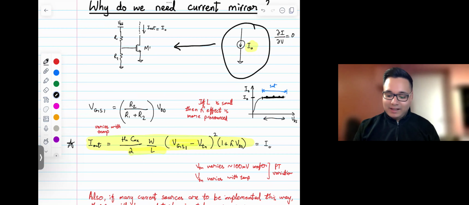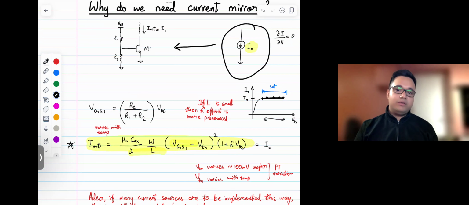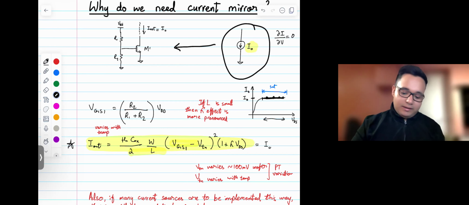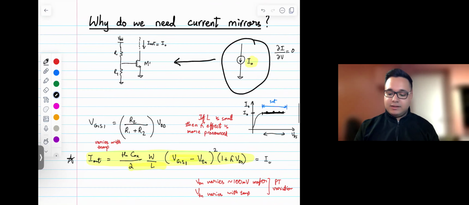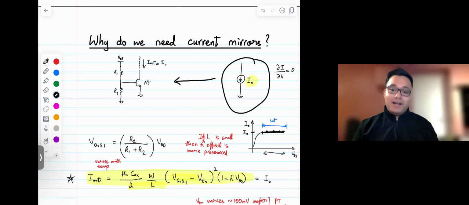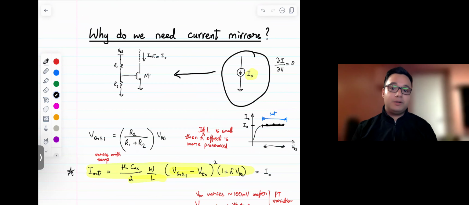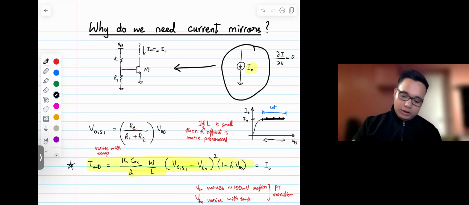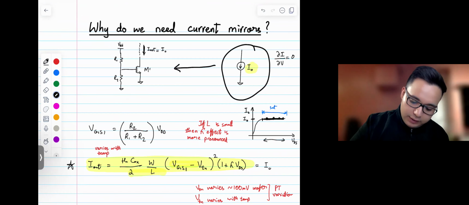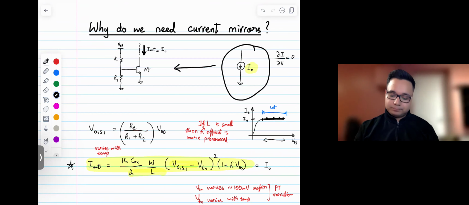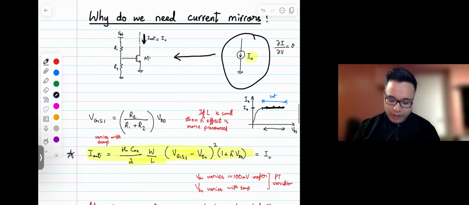Is this it? And if we are done, then why do we need this whole discussion about current mirrors, right? Is this circuit not enough? So let's start dissecting this circuit, and think about what potential problems can happen in this particular circuit if we really want a precise current through this node, which is I naught. So what could go wrong in the circuit?